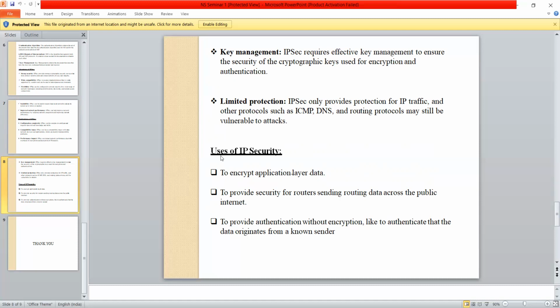Now let's see some uses of the IP security protocol. It is used to encrypt application layer data. It also provides security for routers sending routing data across the public internet. It also provides authentication without encryption, for example to authenticate that the data originates from a known sender. These are the uses of IP security.